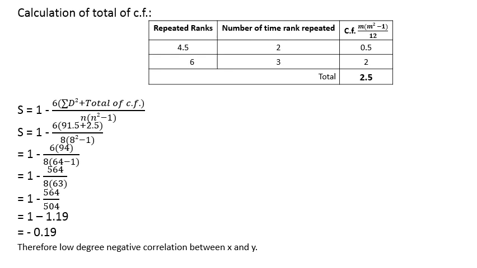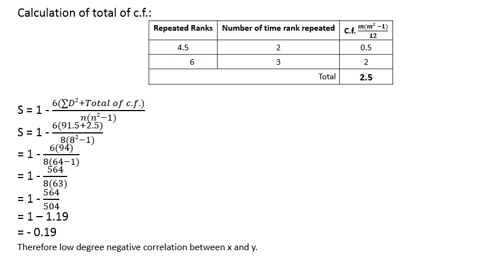Now to calculate the total of correction factors: repeated ranks, number of times the rank is repeated, CF. In the first set, rank 4.5 is repeated twice, so the correction factor is 0.5. In the second set, rank 6 is repeated 3 times, so the correction factor is 2. The total of correction factors is 2.5.